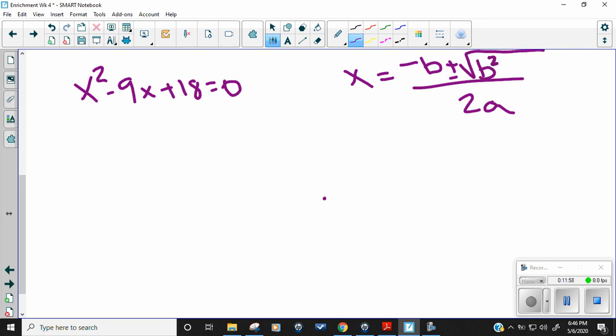Some people say a square B, like a bumblebee. 4, that's a 4AC. Okay. So now this one. A is 1. B is negative 9. And C is 18. Okay, so I know right off the bat my y-intercept is 18.